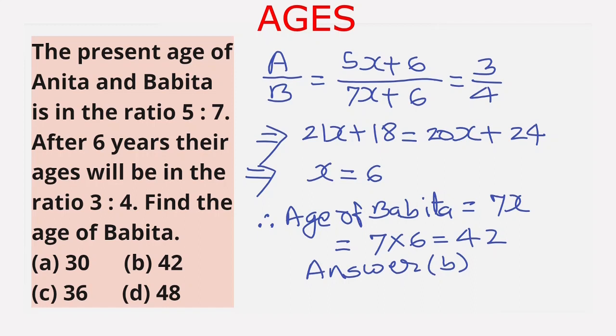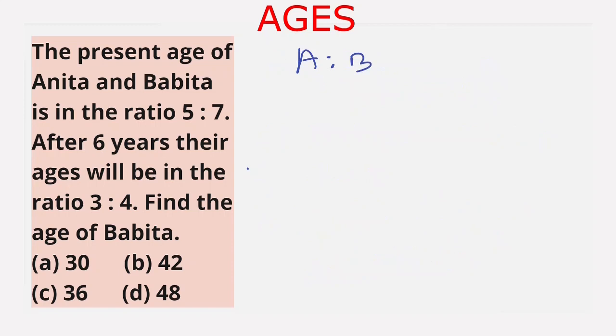Now, I solve this question by the shortcut method. Now I erase this solution and solve it by the shortcut method. A ratio B is 5:7, and after 6 years this becomes 3:4. The difference between 3 and 4 is 1, while between 5 and 7 is 2. So we have to make these differences equal. So I multiply 1 to 5:7 and 2 to 3:4, as 2 is the difference between 5 and 7.